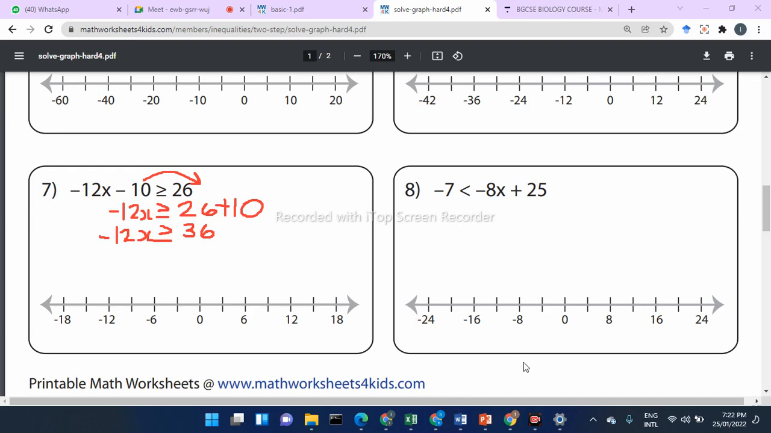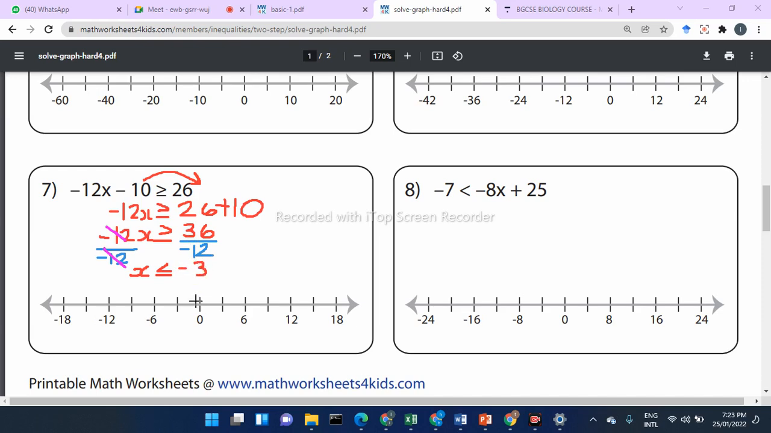Then we're going to divide both sides by negative 12. So we are dividing by a negative when we're dealing with an inequality. What will happen to the sign since we're dividing by a negative? It'll change. So we change the sign. So x is less than or equal to, what is 36 divided by negative 12? Negative 3.